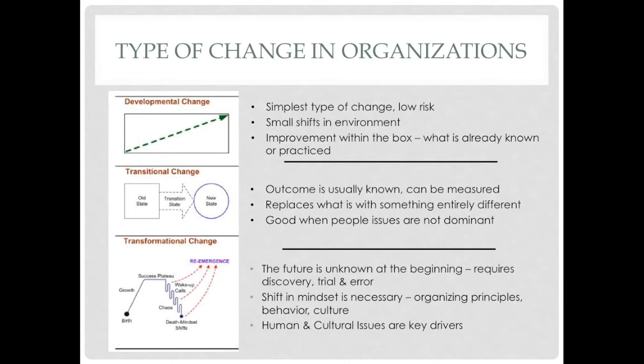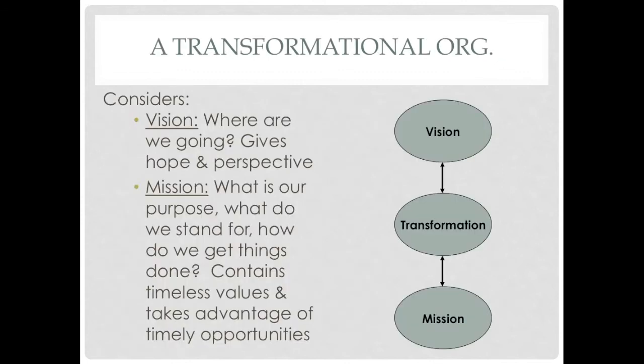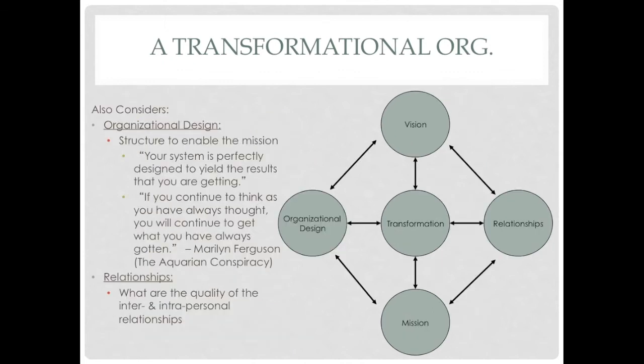In this case, with booster clubs, the characteristics of a transformational organization include one that considers its vision, which means where it's going, and helps to give hope and perspective. Also, its mission, what its purpose is, what it stands for, how it gets things done, and this should contain timeless values and take advantage of timely opportunities. You can see how those flow in and out of a transformational organization, both vision and mission. Next, it also considers organizational design, which includes the structure that enables the mission.